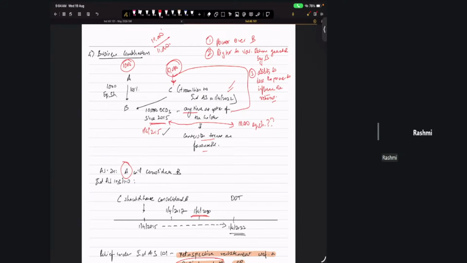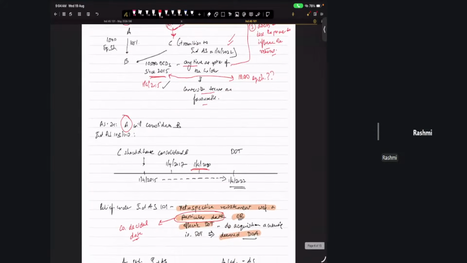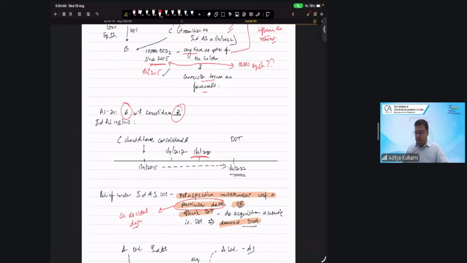So therefore, C has a substantive advantage to convert its OCDs to shares. And therefore, under Ind AS 103 or 110, the right parent to consolidate B is C and not A. Did you understand? Yes, sir. So under AS21, A will consolidate B. Under Ind AS 103, C should have consolidated B.